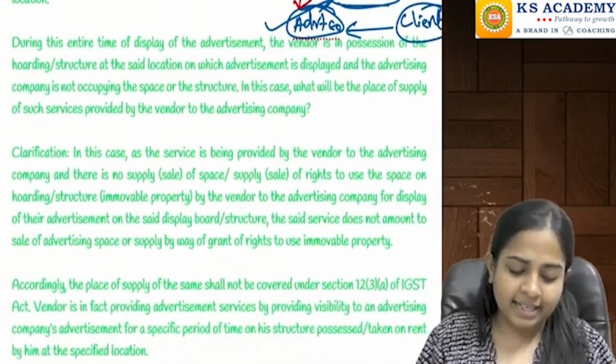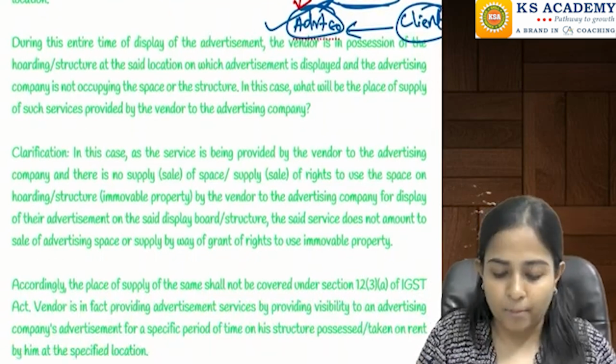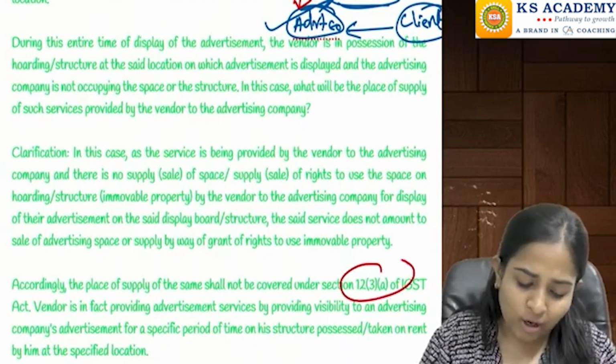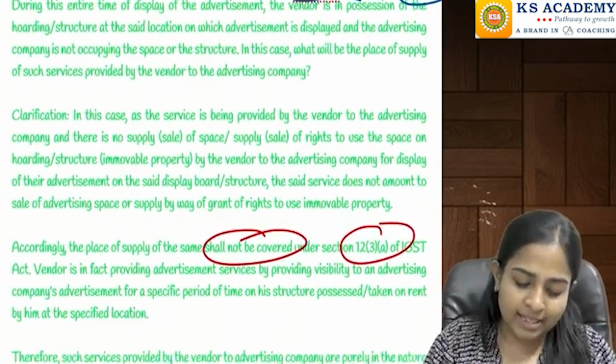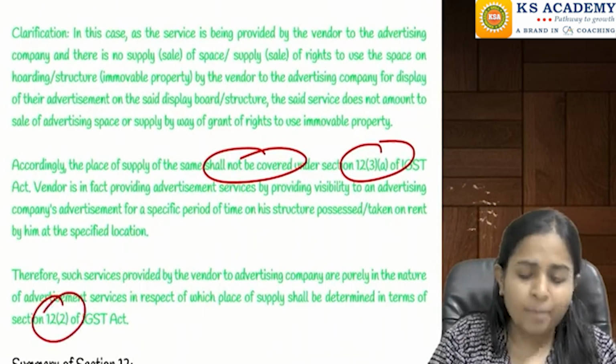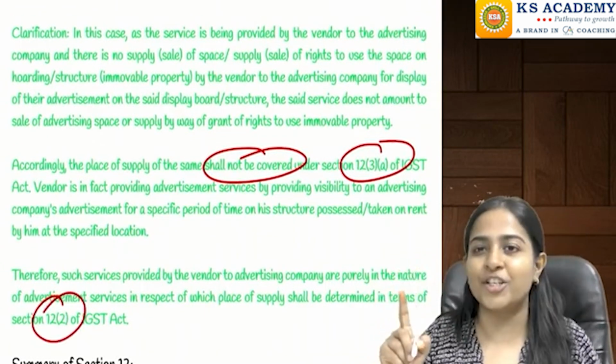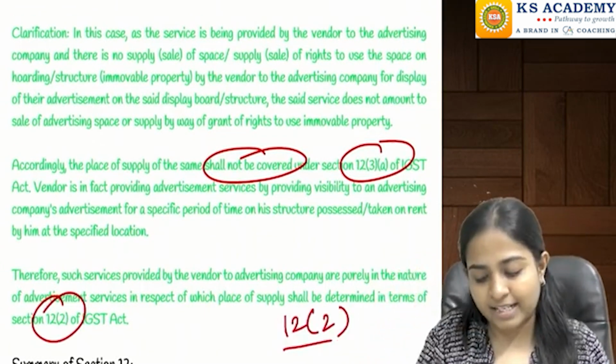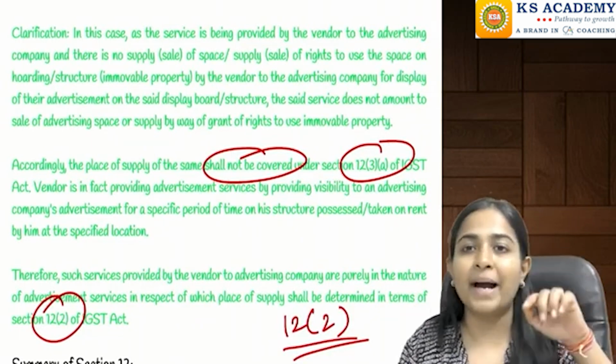So here they are telling that since this does not pertain to immovable property, section 12.3 is not applicable here. Therefore, this will normally be covered under the by default provisions, which is given under section number 12.2. Do you recollect the by default provisions?